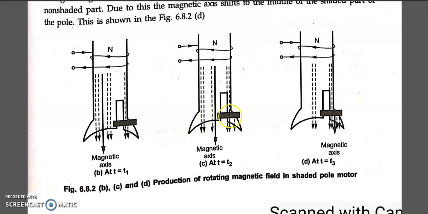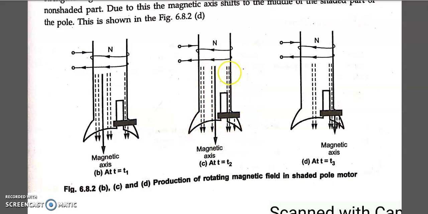When the rate of change of flux is 0, what happens? There is no change in the flux. So if there is no change in the flux, there is no EMF induced in the copper shading band. If there is no EMF induced in the copper shading band, what happens? There is no flow of short circuit current in the copper shading band. If there is no current in the copper shading band, there is no opposition to the main flux. So flux is evenly distributed throughout this pole.